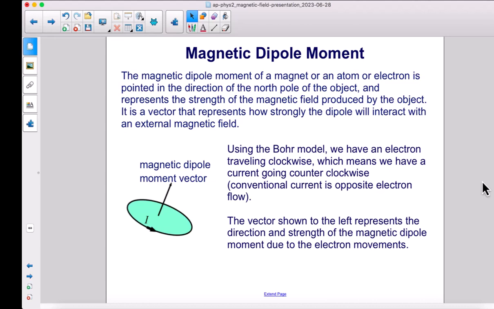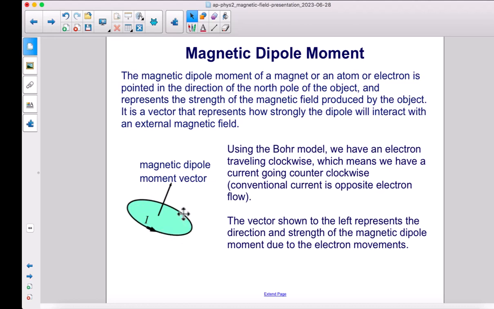The magnetic dipole moment of a magnet or an atom or electron is pointed in the direction of the north pole of the object and represents the strength of the magnetic field produced by the object. It is a vector that represents how strongly the dipole will interact with an external magnetic field. Using the Bohr model, we have an electron here traveling clockwise, which means we have a current going counterclockwise. Remember, conventional current is opposite electron flow.